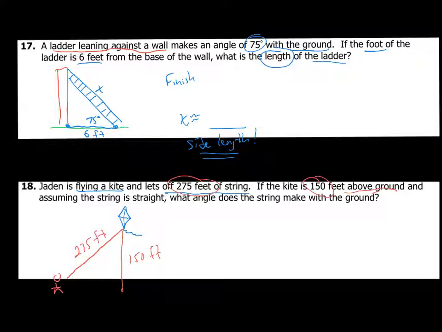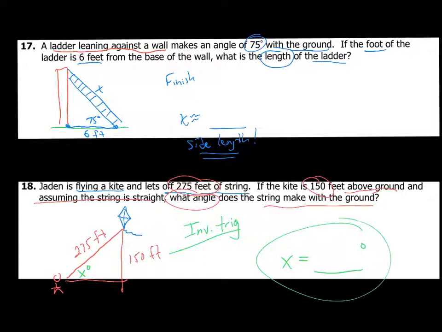Okay. Assuming the string is straight, what angle does the string make with the ground? Technically the holder right here, right? So we got this idea of x degrees. So it sounds like this is going to be an inverse trig function. Okay, which one? And at the end, we should have x is equal to some degree measurement to the nearest tenth. All right, you figure out the rest. Be sure to label and solve.